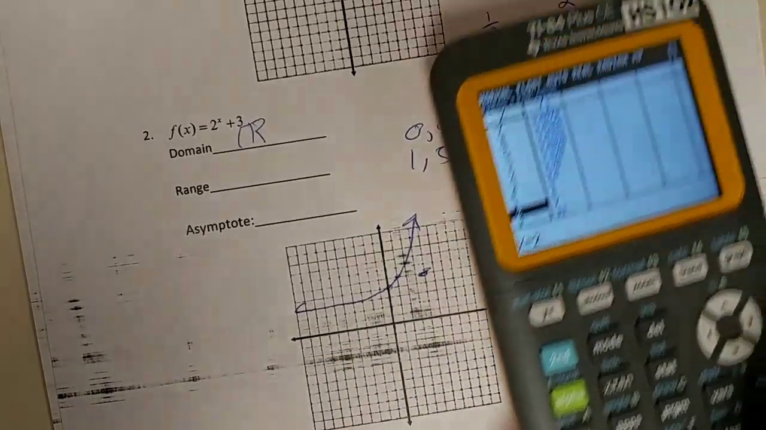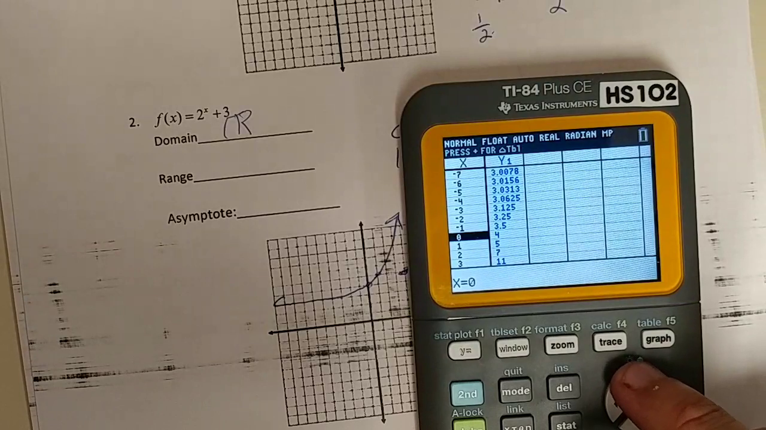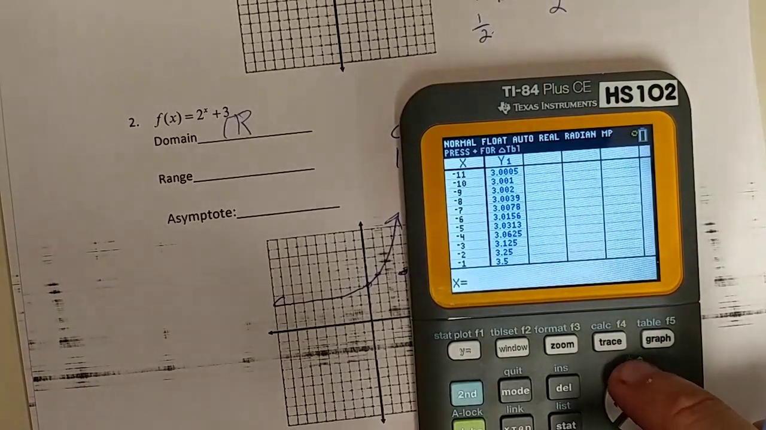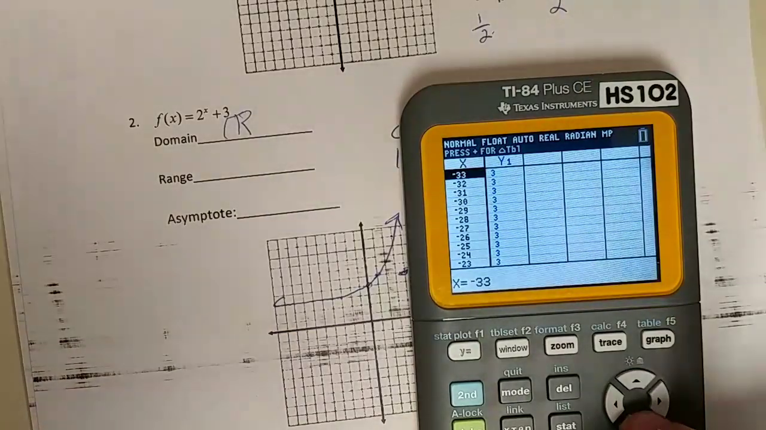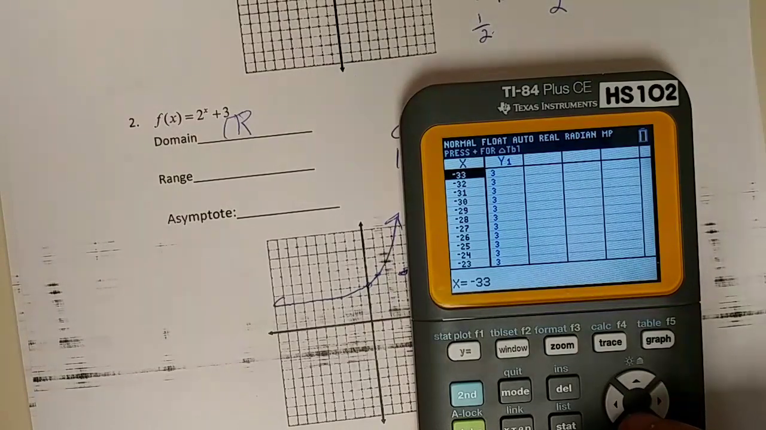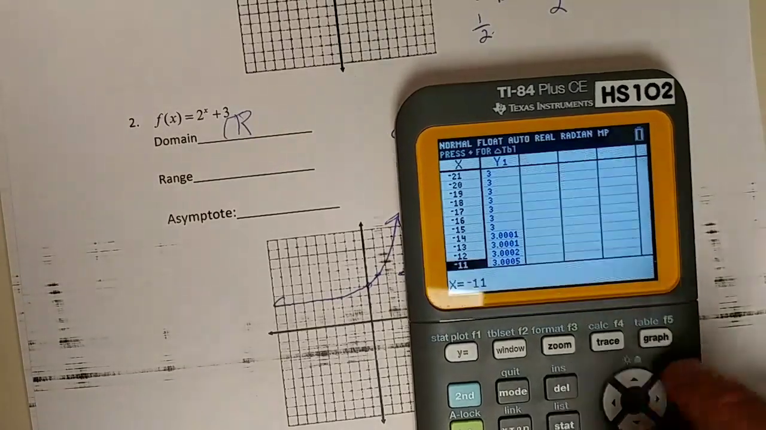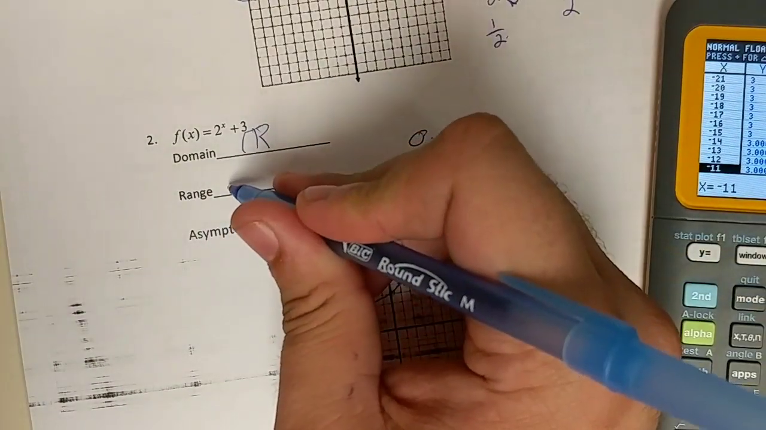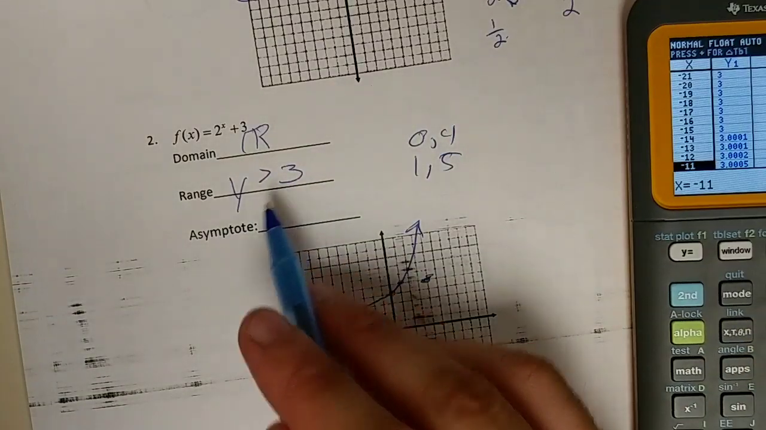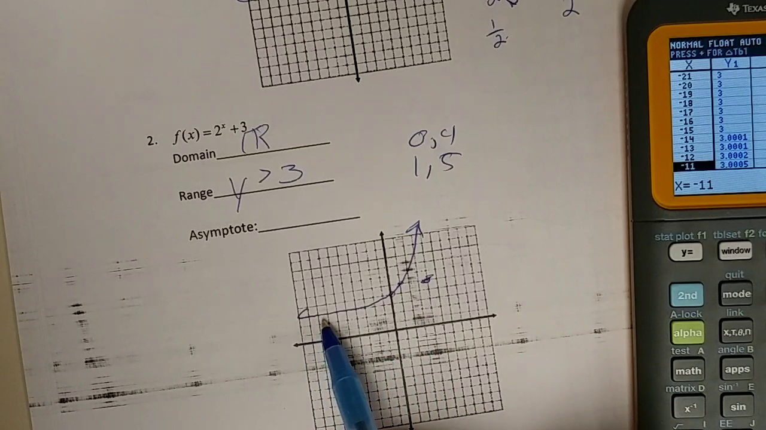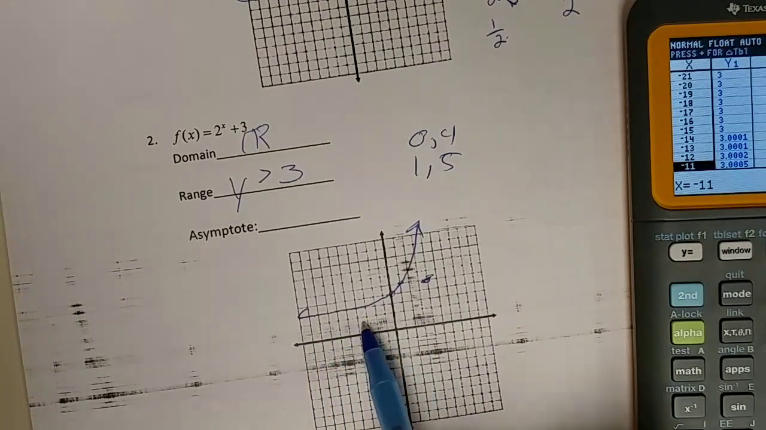If you don't know what your range is and you don't know it's your k, keep scrolling up and notice something. Notice how it never passed 3. Now it just says 3 because it's like 3.000000000, so your calculator just says it's basically 3. But notice how it never gets underneath 3. So your range is y is greater than 3, since it never goes below 3. And look how it looks in the picture. Notice how your graph never goes below 3.